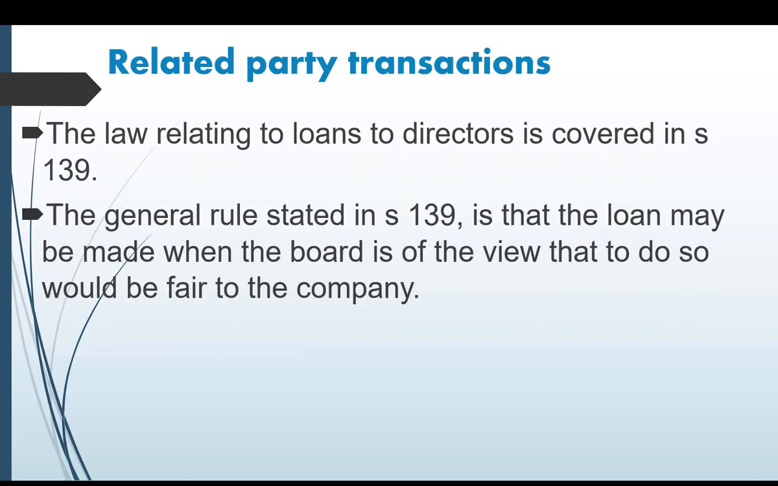Related party transactions are transactions incurred between related companies, in the case of parent and subsidiary, or between the company and officers, so company and directors, or company and senior management. As a rule, if the loan is fair to the company, that loan can be approved by the board. Of course, if it is not, then the board should not approve the loan.